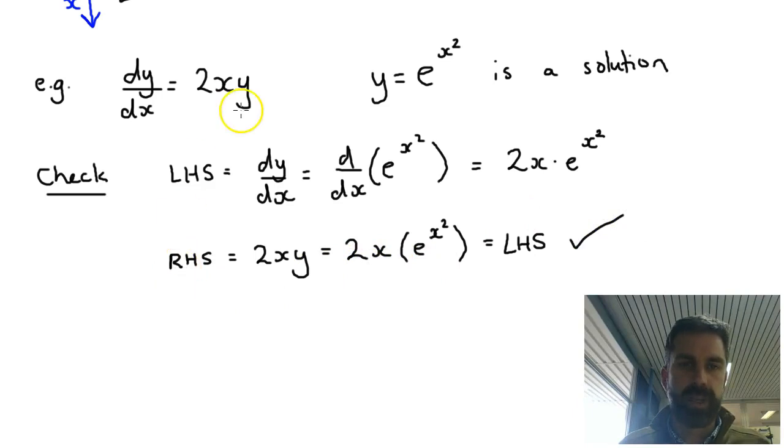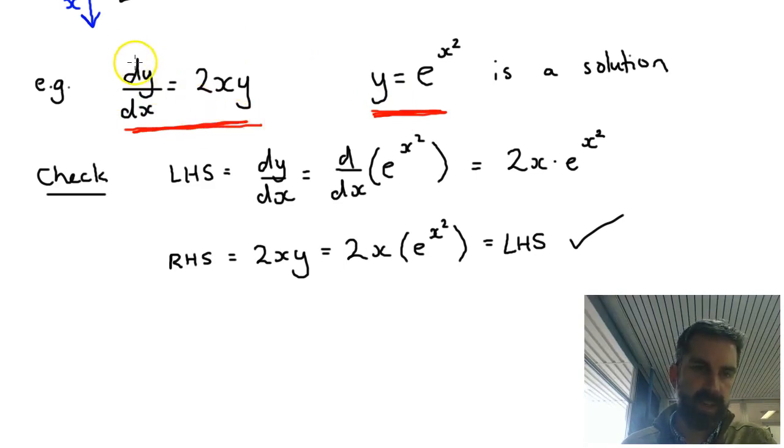It's a solution because if we imagine that this is the function for y, and we substitute it into the differential equation, we have to take the derivative along the way, but if we substitute it back in, it all works out. The left-hand side and the right-hand side are equal, so that differential equation is true.